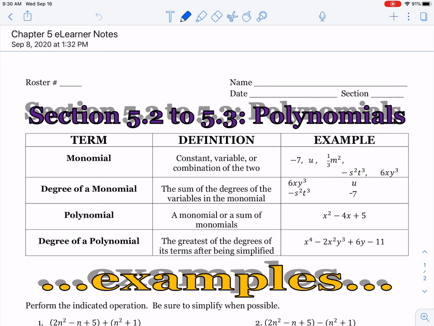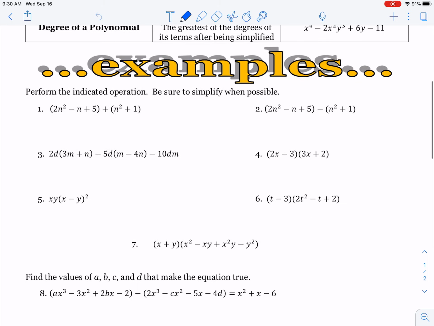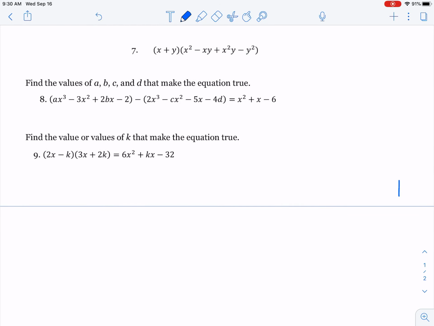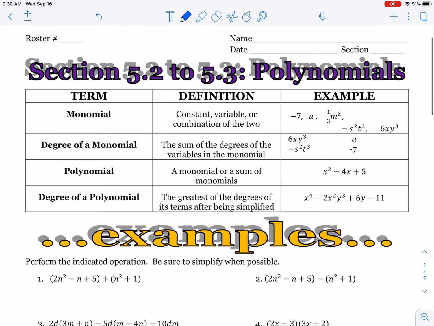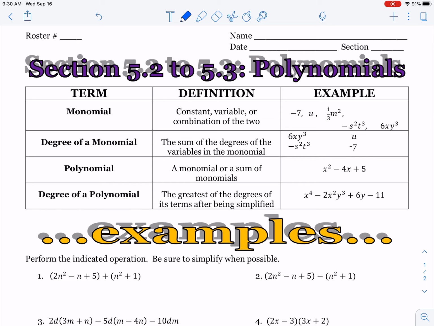Hey guys, welcome to your fourth independent study video. This is going to be page 19 in your notebook. And it should be one of the easier independent study videos you're doing for a while. 5.2 and 5.3 in your textbook are focusing just on polynomials, adding, subtracting, multiplying, and factoring them. So today we're just going to focus on adding and subtracting and multiplying them.